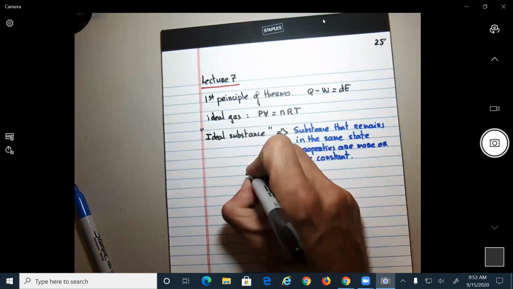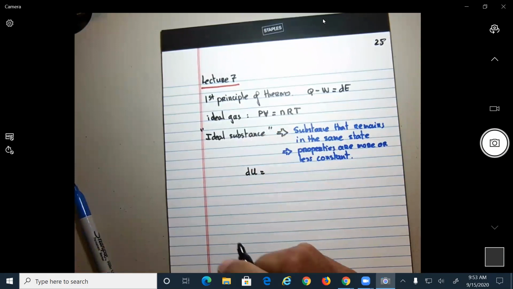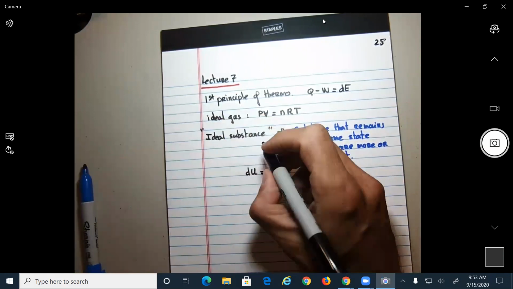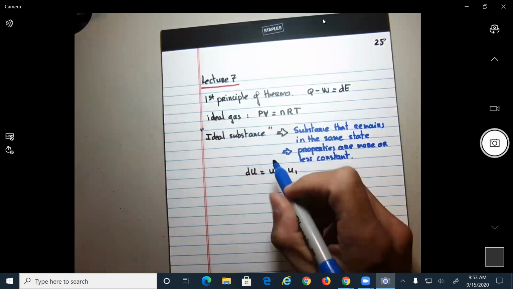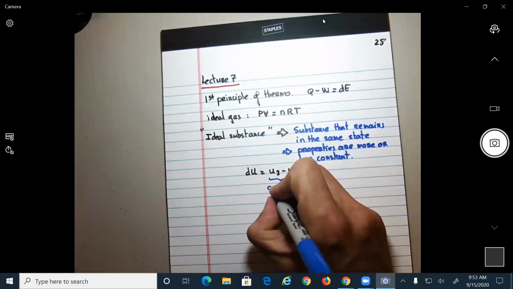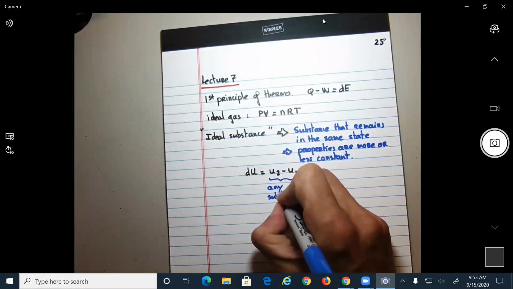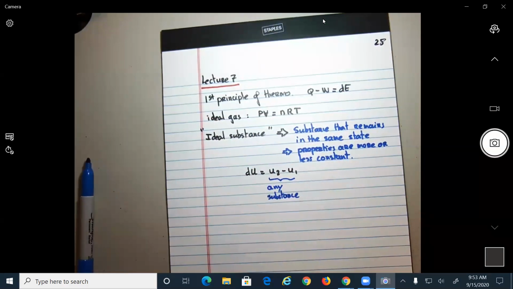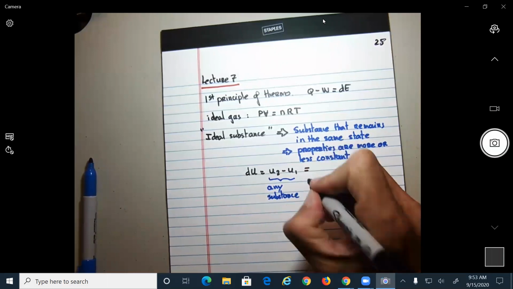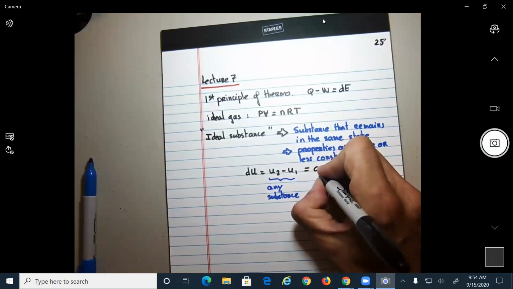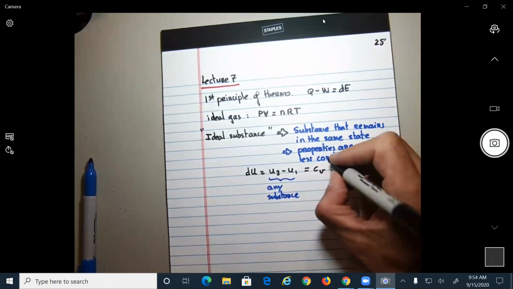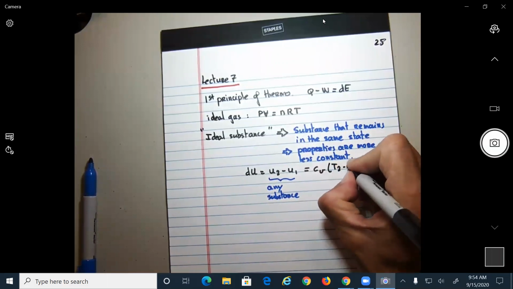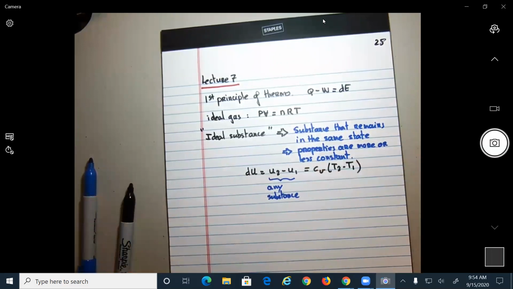this means that the change in internal energy will be equal, generally, to what? U2 minus U1, which is valid for any substance. But for a closed system, this would be equal to C sub V, which is the specific heat, times T2 minus T1.